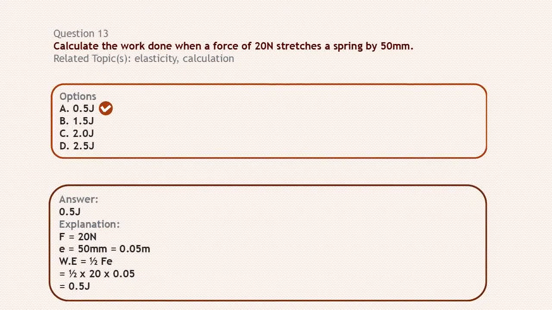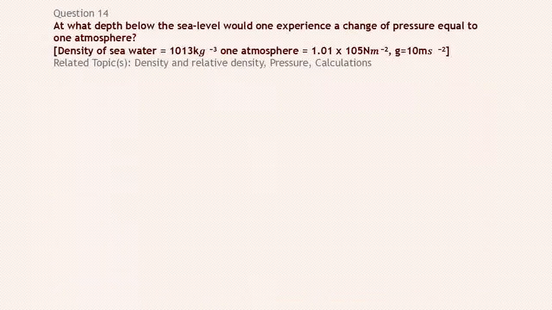So we then substitute in this formula here. So you have half times 20 times 0.05. 2 here 1 and 2 here is 10. So you have 1 times 10 times 0.05, and that will be 0.5.